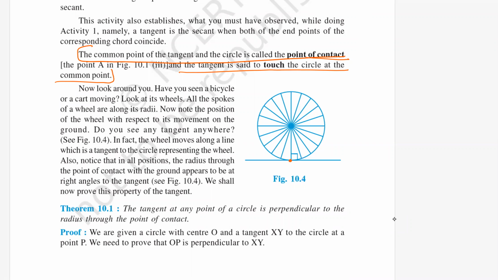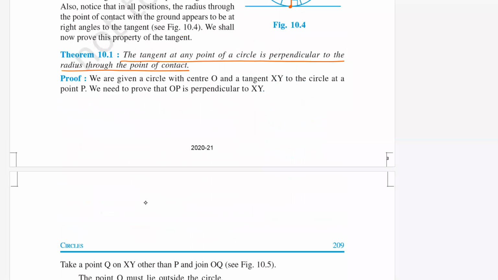Okay. Now theorem 10.1. The tangent at any point of the circle is perpendicular to the radius through the point of contact. तो जो tangent to a circle है वो हमेशा perpendicular to the radius होगी at point of contact. Okay, so a tangent at any point on the circle is perpendicular to the radius at the point of contact.